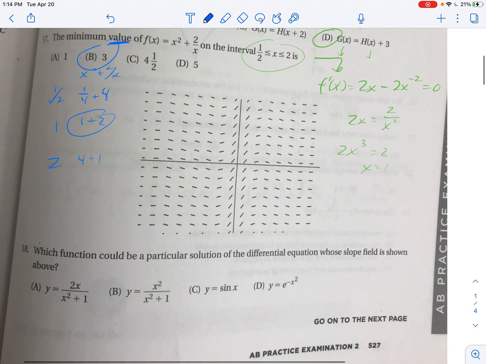For 18, which function could be a particular solution to the differential equation whose slope field is shown above? So if I were to graph these, which one would follow the slope field? And they're intentionally not telling you the scale, because they don't want you to do it by plugging in particular numbers. They want you to know what a graph looks like. So sine of x is a wave. We'll notice that this gets steeper in the middle in the way that a wave wouldn't. A wave would never have one portion that's particularly steep. It would just repeat all the same steepnesses.